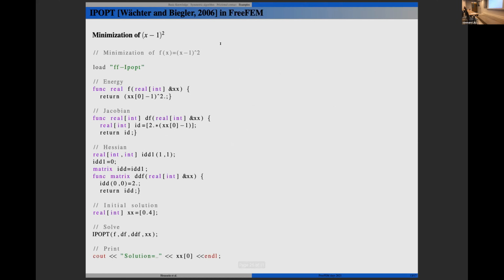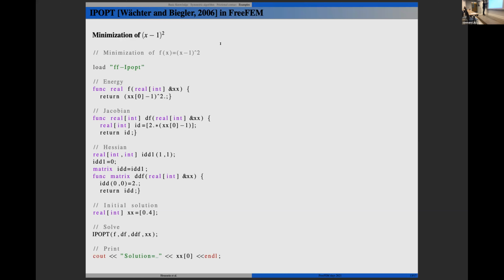For example, to see how to use IPOPT, let's take a very simple example. We want to minimize this real function where we don't have any constraints. First we have to load the IPOPT library. Then we define our energy here, which is a vector of one component, because we have a real value. We have (x minus 1) squared.